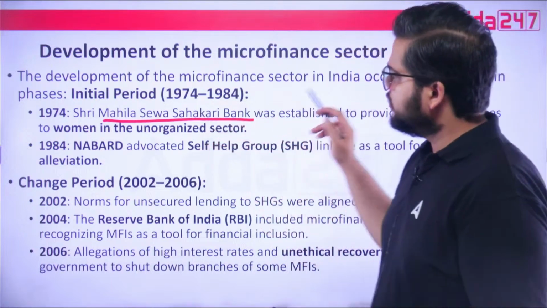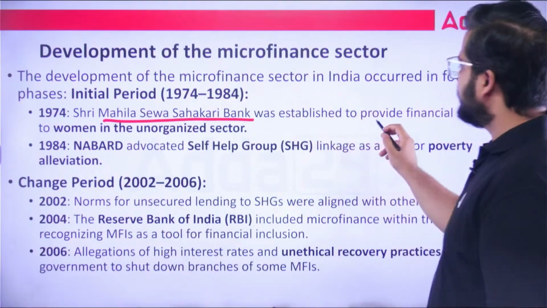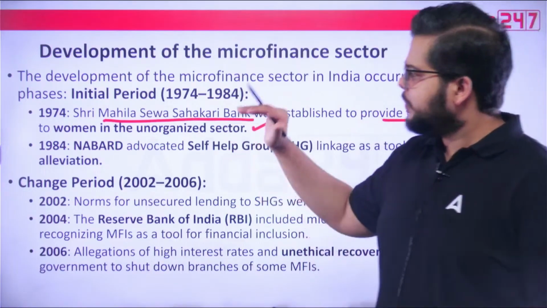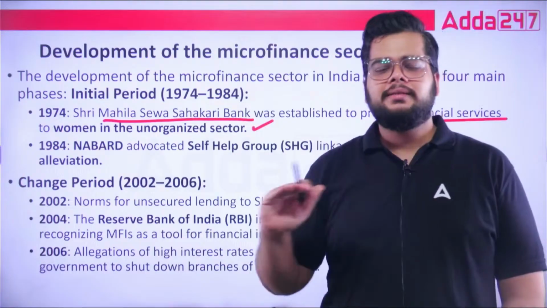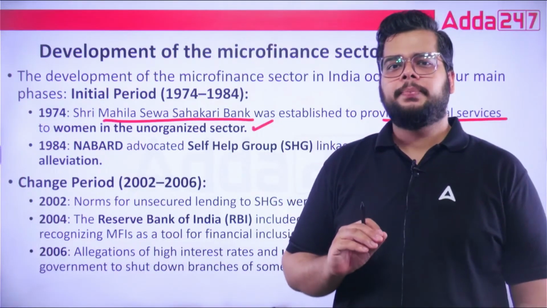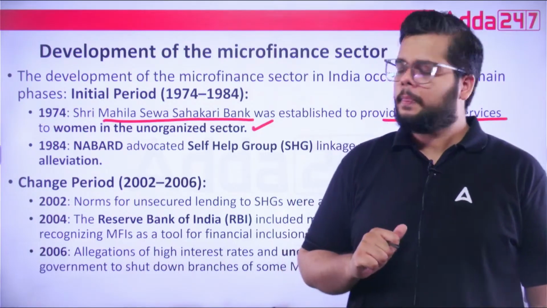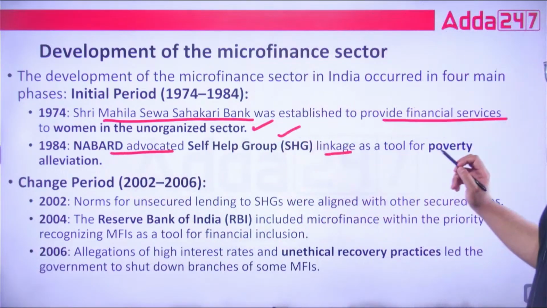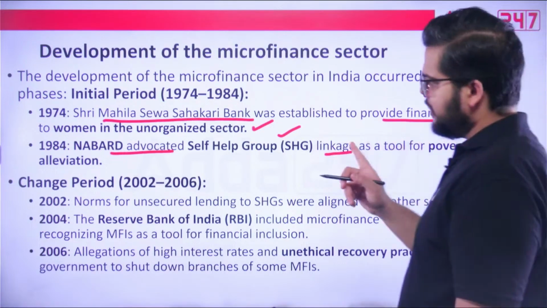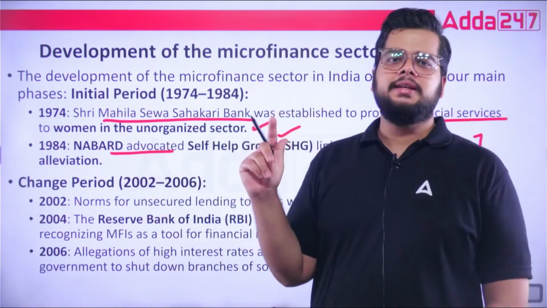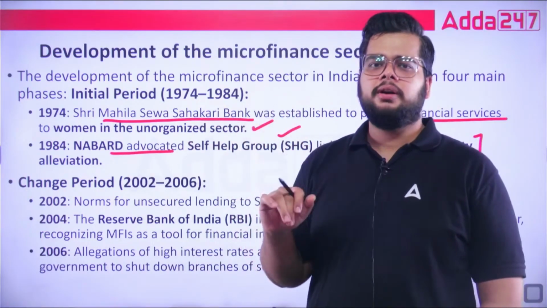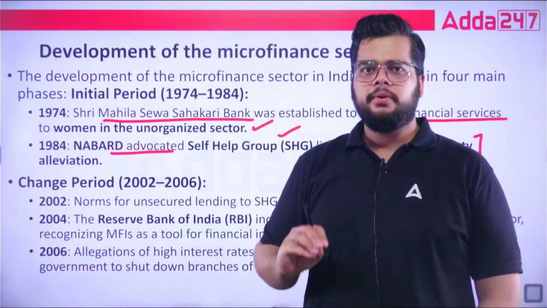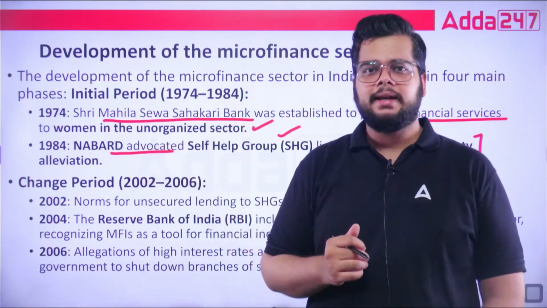In 1974, Shri Mahila Seva Sahakari Bank was established to provide financial services to women in the unorganized sector. This bank is treated as the foundation, the keystone of MFI development in the country. Next, in 1984, NABARD advocated self-help group linkage as a tool for poverty alleviation. See, NABARD has always supported the SHG model. Since 1984, back then NABARD was a part of RBI only, because one part of RBI was agri credit back then.